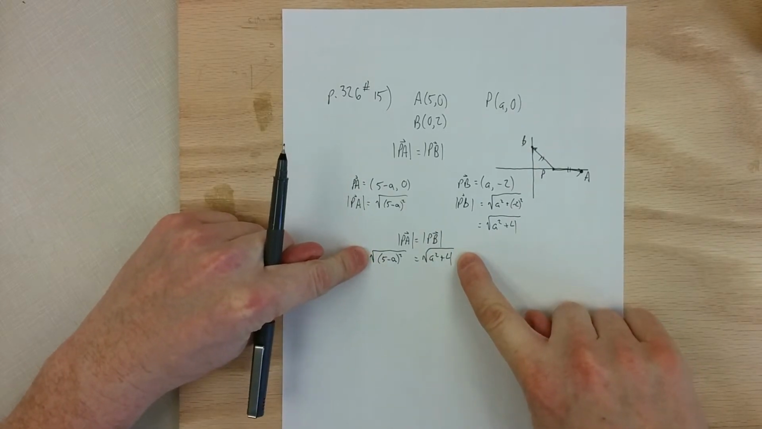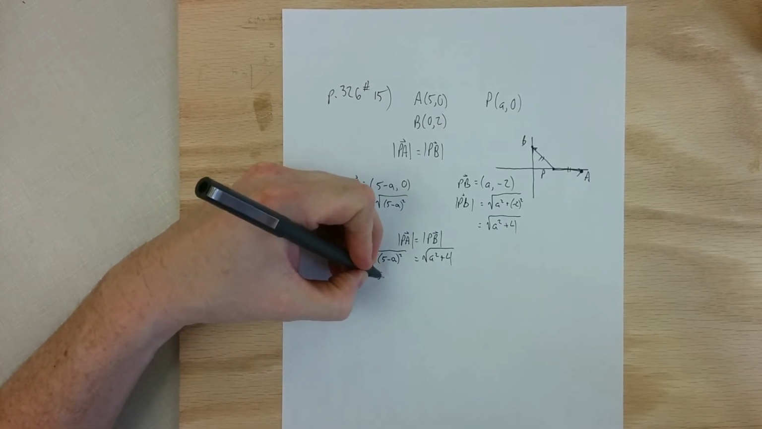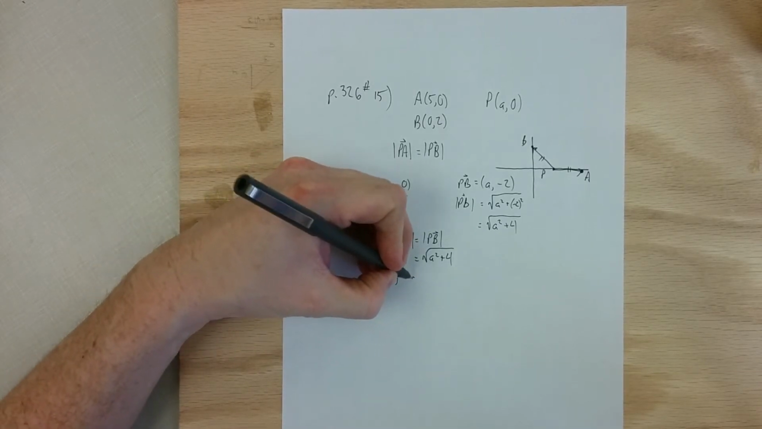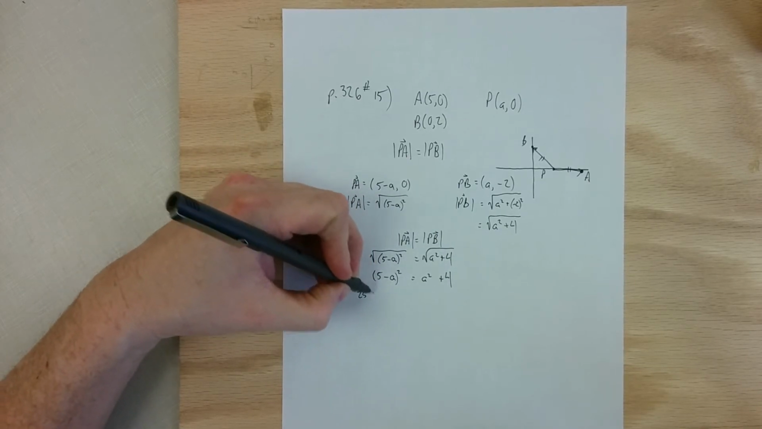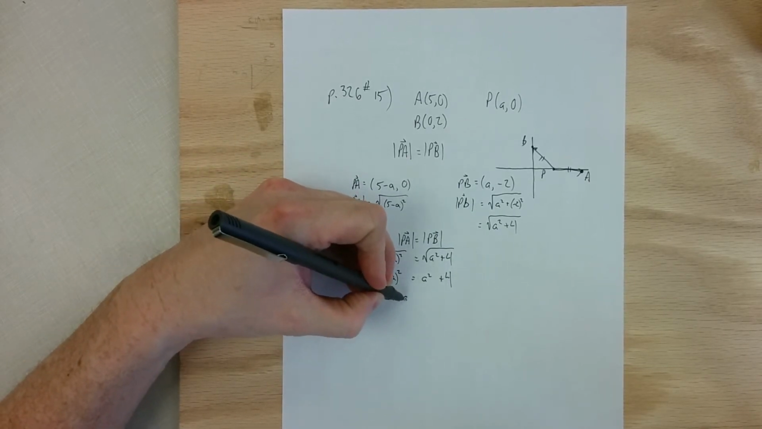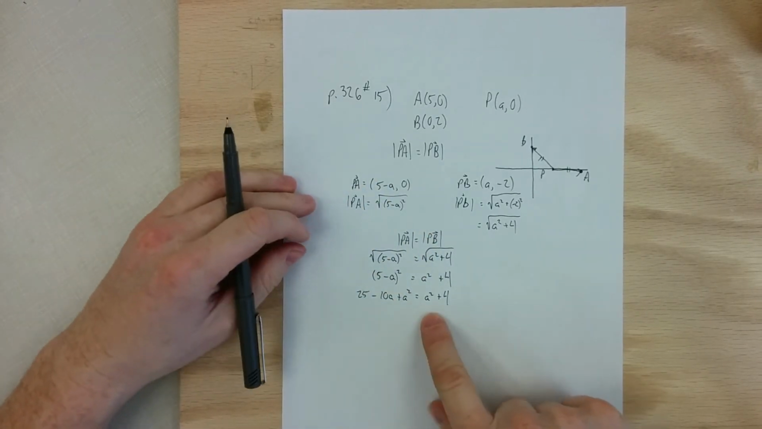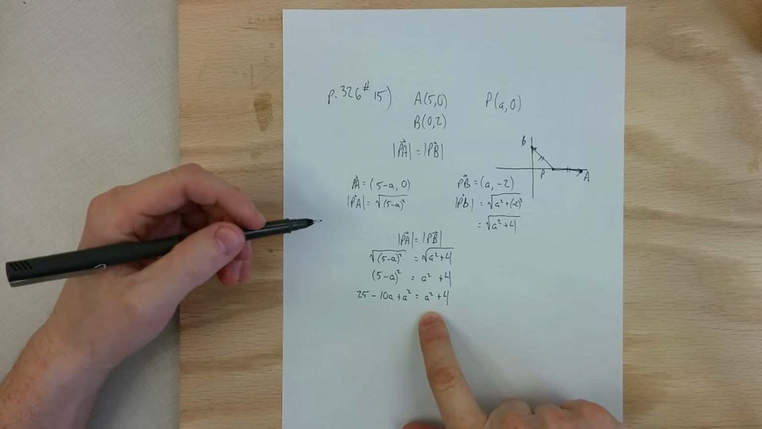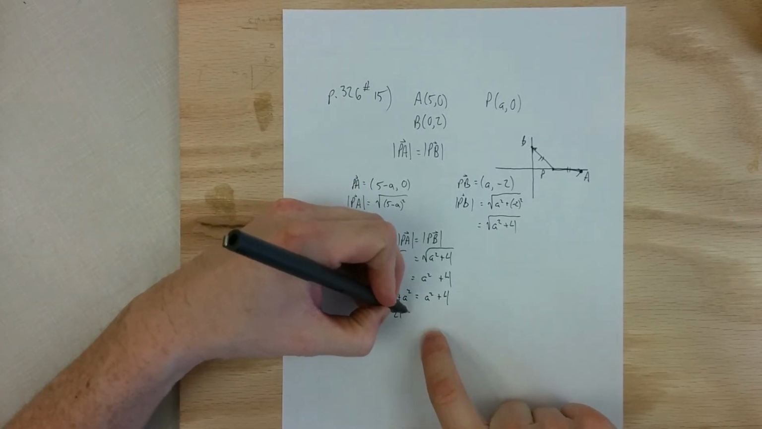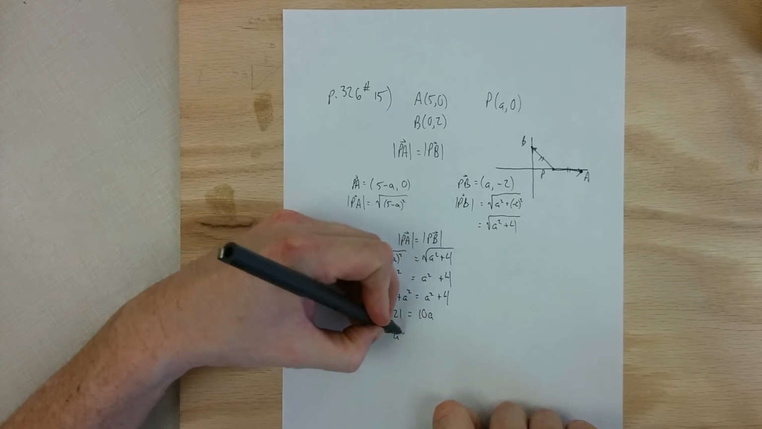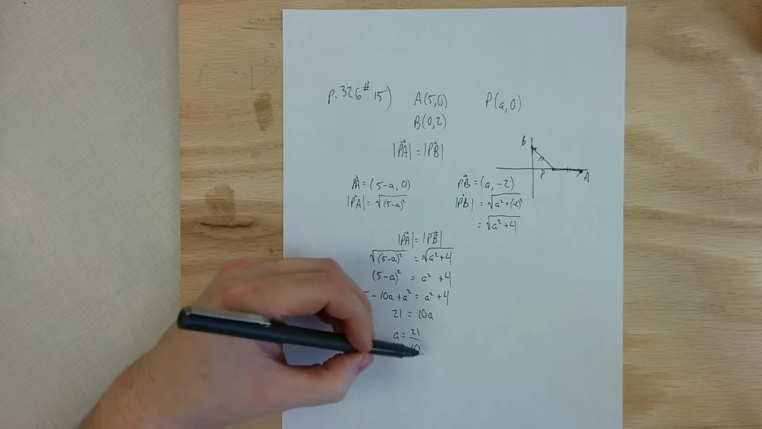Now what I can do is I can square both sides and everything will be fine. I'm going to square both sides and I'll have (5 minus a) squared equals a squared plus 4. If I expand this bracket, I get 25 minus 10a plus a squared equals a squared plus 4. Simplifying this, the a squareds are going to cancel, and I'll have 21 equals 10a, or a equals 21 over 10. And that's the answer.